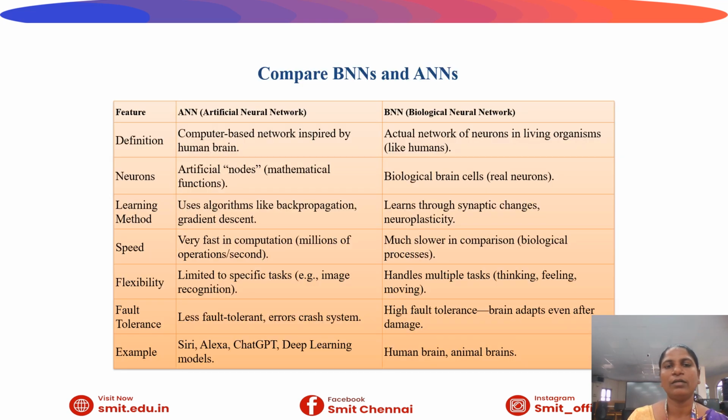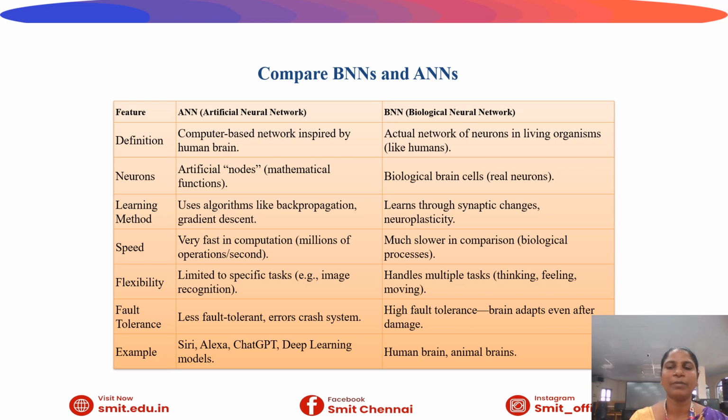Now the comparison terms. Definition: the artificial neural network is a computer-based network inspired by the human brain. The biological neural network is the network of neurons in living organisms. Here each neuron is considered a node, and it works based on mathematical functions. In the biological neural network, the brain cells are real neurons that help a person think. For the learning method, the artificial neural network uses algorithms like backpropagation and gradient descent.